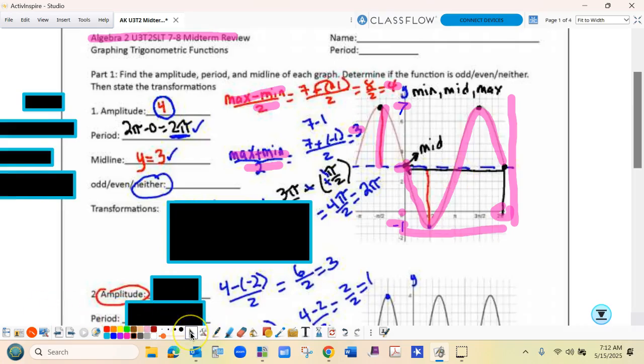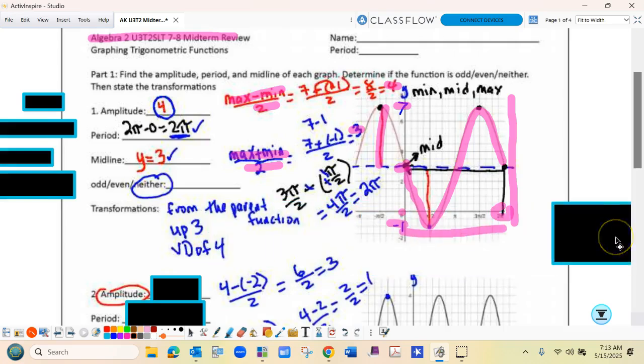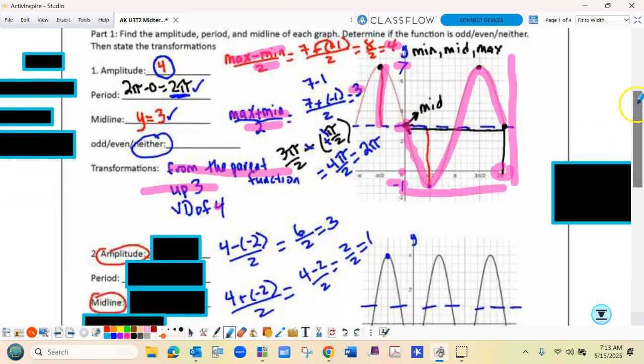Our transformations to talk about, the first thing is reflection. The second thing is translation. And the third thing is vertical dilation. All of those can be described using the answers that we gave in number 1. From the parent, there is a vertical dilation of 4. That is from the amplitude. There is a translation. I require you to put the word translation before you say up 3. And the other thing that should say here but doesn't say is that it's also a reflection over the x-axis.